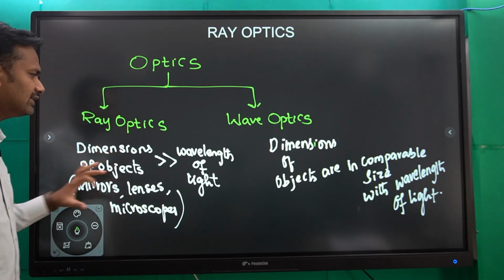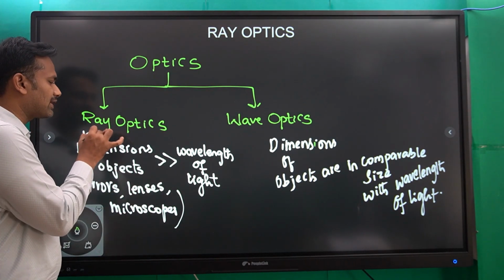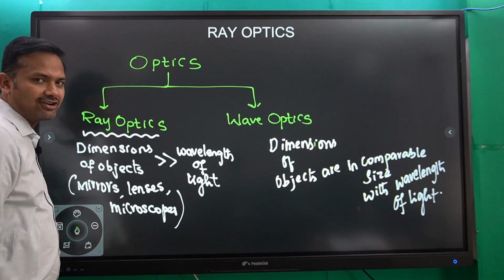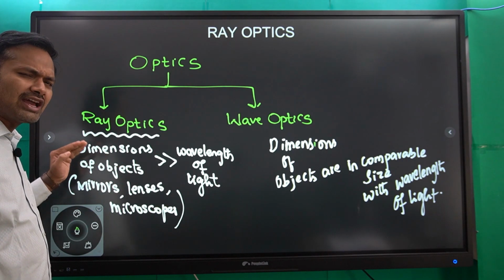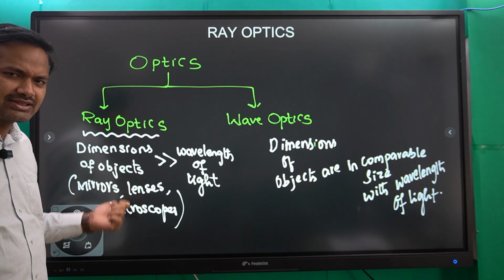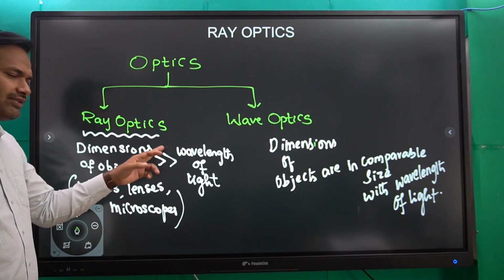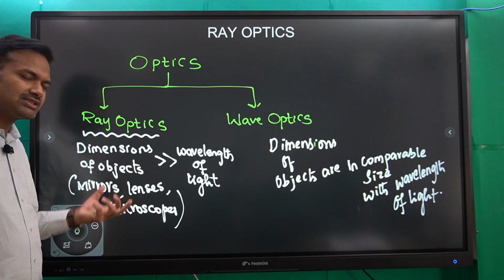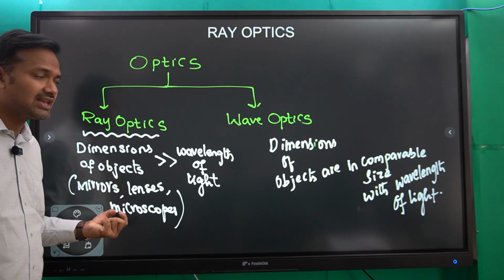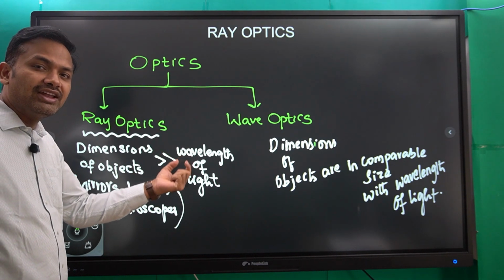Mainly, our primary focus is on ray optics, and in ray optics the objects like mirrors, lenses, and optical instruments like microscopes and telescopes have very much larger size when compared to the wavelength of light.